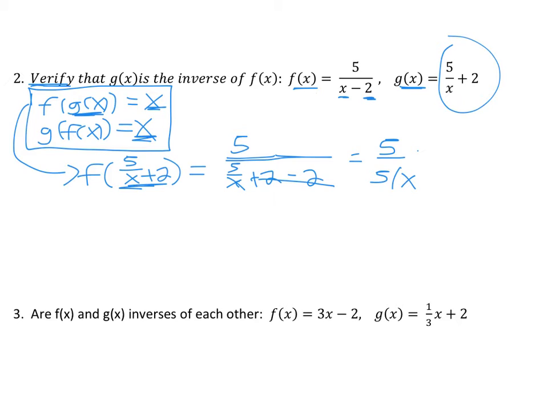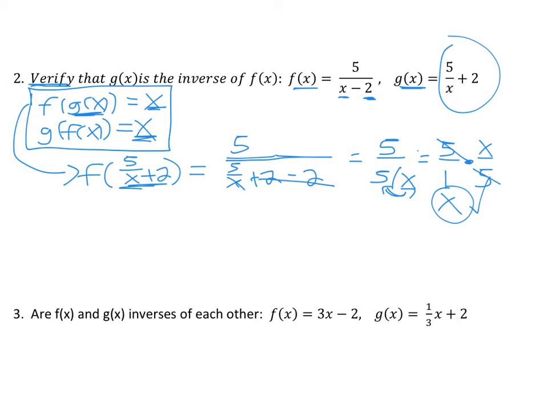So if we keep, change, flip, I'm going to keep the top 5 the same. I'll leave it as 5 over 1. The division, I'm going to change to multiplication. And then what I'm dividing by, I'm going to flip, so it's x over 5. Then you can see the 5's cross cancel, and we're just left with x. And that's what we want, because it's basically saying they're inverses, we have to verify it.